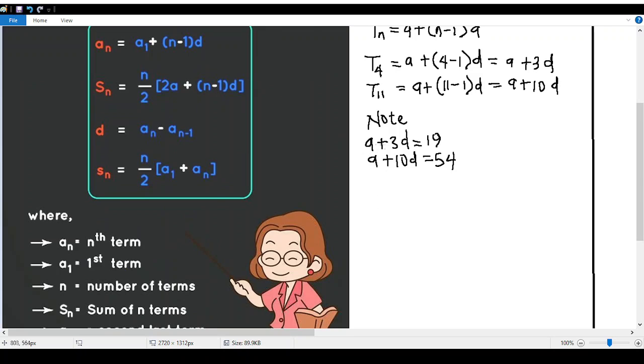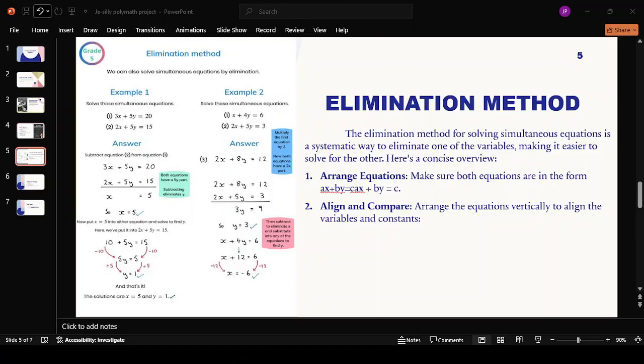This looks like, would you say, a simultaneous equation? So let's say this is equation 1 and this is equation 2. What method or what pattern are we going to be using to solve this kind of simultaneous equation? Maybe we should revisit what we were talking about on the slides before now.